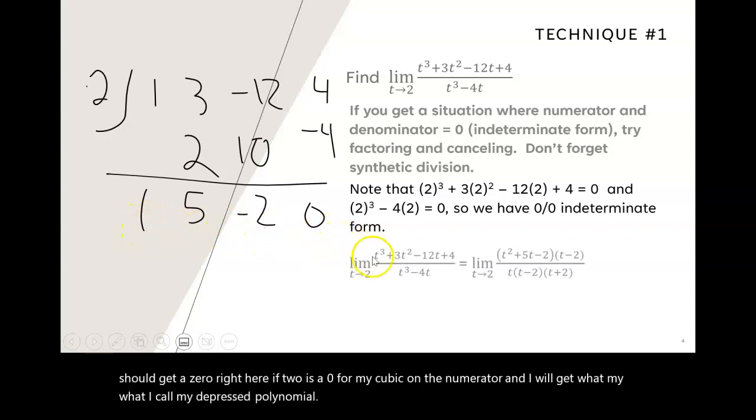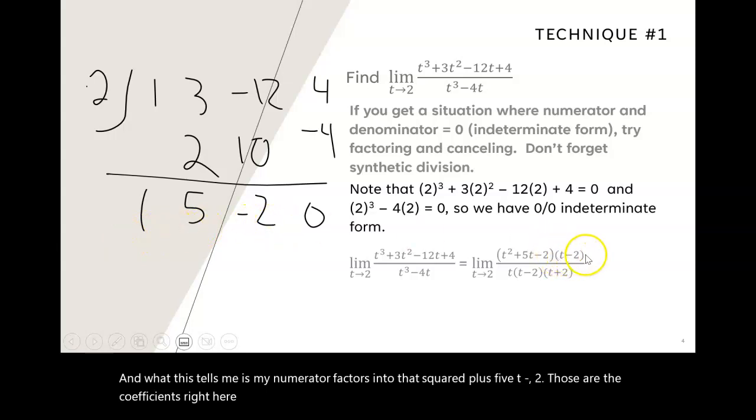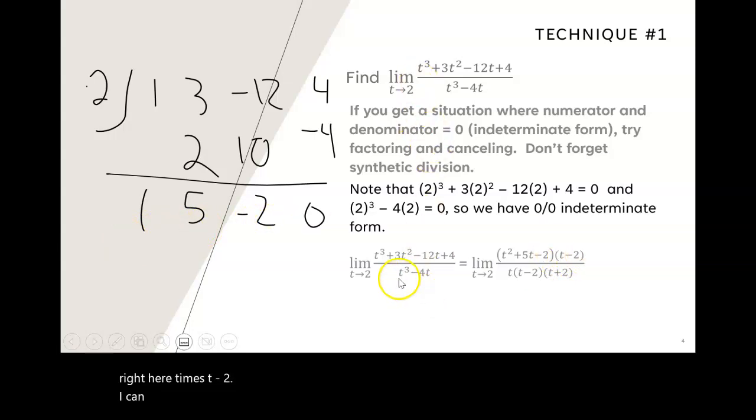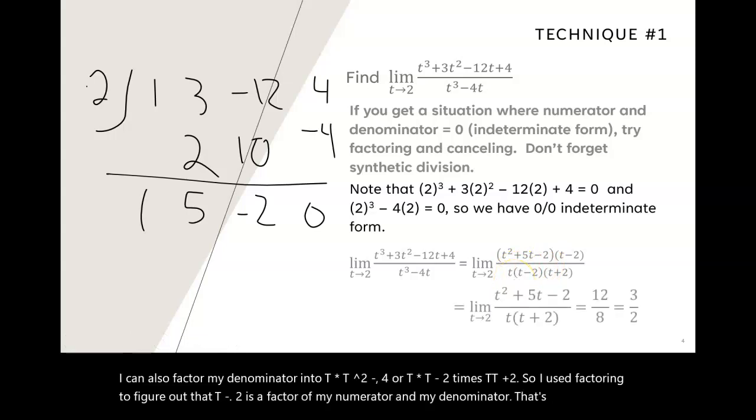And what this tells me is my numerator factors into t squared plus 5t minus 2, those are the coefficients right here, times t minus 2. I can also factor my denominator into t times t squared minus 4, or t times t minus 2 times t plus 2. So I used factoring to figure out that t minus 2 is a factor of my numerator and my denominator. That's what's causing my problem here.